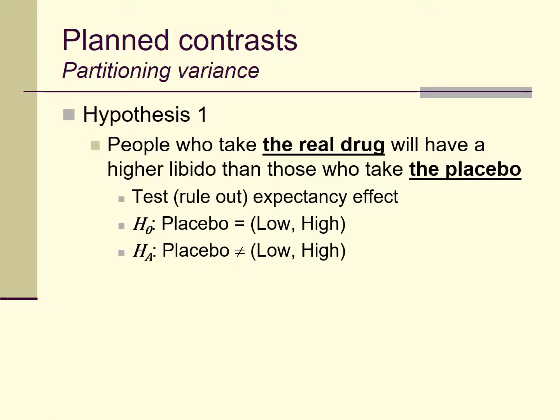So in this particular example, we might have one research hypothesis that goes something like, well, people who take any amount of this drug will have a higher libido, that's our outcome variable, than those who take no drug, those who get the placebo dose. And we might be doing this because we want to test or rule out an expectancy effect. It's possible that just believing you're using a drug gives you the drug effect. The placebo effect, if you will. If that was the case, then we'd expect the placebo dose group to be equal to the low and the high dose group combined. That would be our null hypothesis. Obviously, our alternate hypothesis would be that there's some difference between these two groups. Placebo dose group is not equal to low and high dose group.